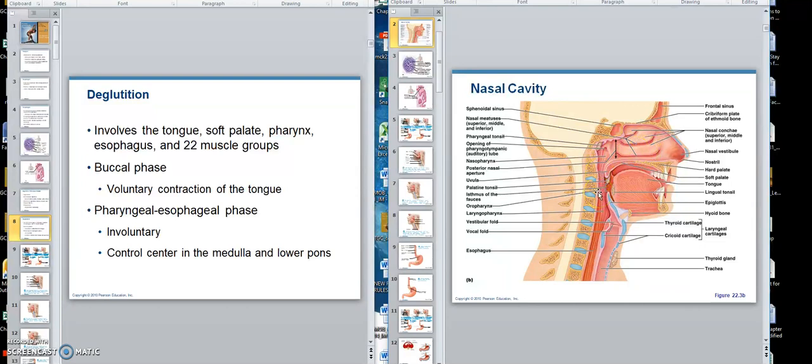Now, what do I want to do next? I don't want food to go into here. So the epiglottis needs to close over the glottis, and I need to shift the trachea further forward. So muscles do that. They're going to take the epiglottis, close it over the glottis, and shift this more forward.